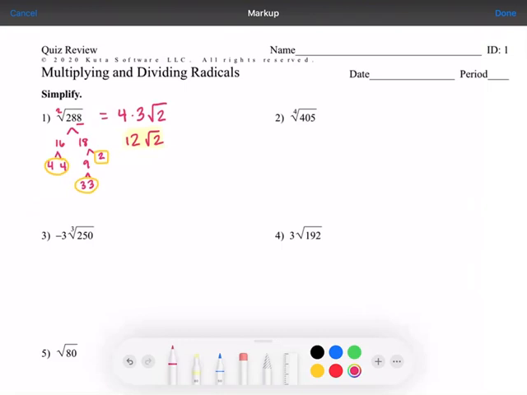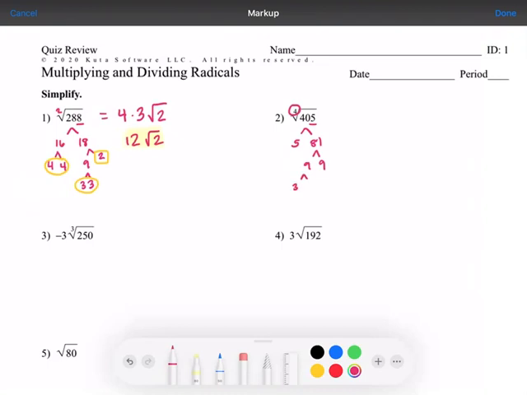All right, looking at number 2, this time we're playing the game called Let's Make Groups of 4. So as I split down the number 405, I'm going to be looking for groups of 4. Now 405 ends in the number 5, so I know it's divisible by 5, and I will give that a try. So when I divide by 5, I get 5 and 81, and then 81 splits into 9 and 9.